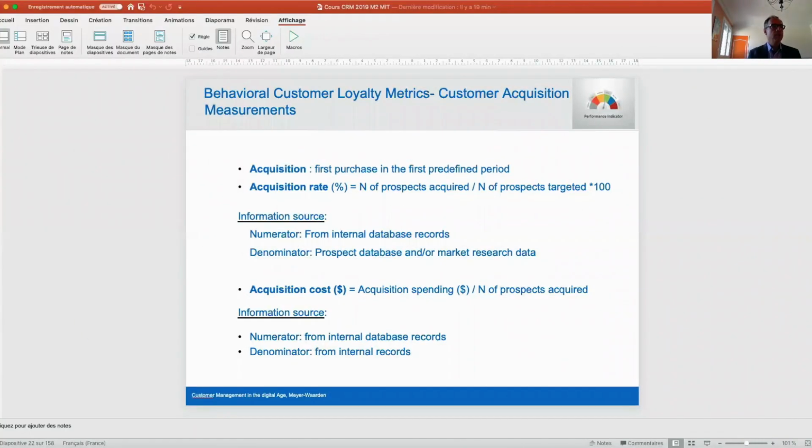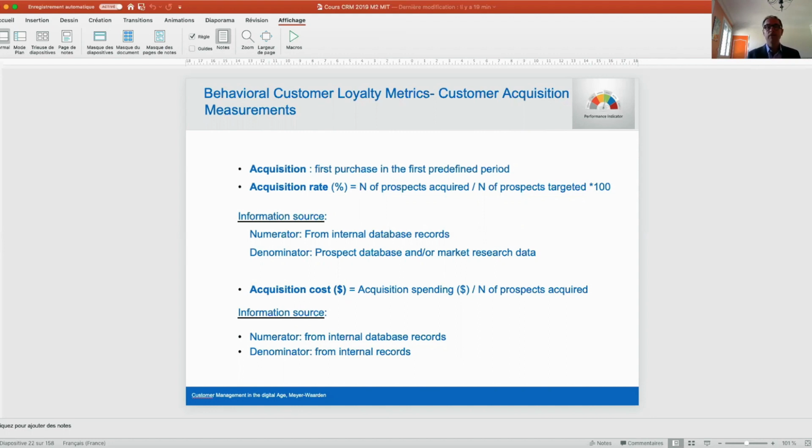To start with variable customer loyalty metrics, we have to consider first that the customer has to be acquired. So we start with customer acquisition measurement. Acquisition is considered as the first purchase in the first predefined period. So when the customer buys the first time, this is considered as the acquisition. Acquisition in online contexts is quite easy to measure because whenever the customer enrolls, creates a customer account and buys, then this date is considered as the first purchase date.